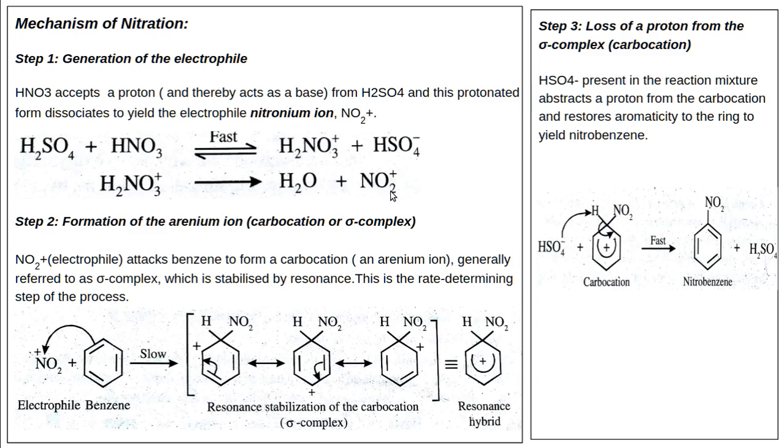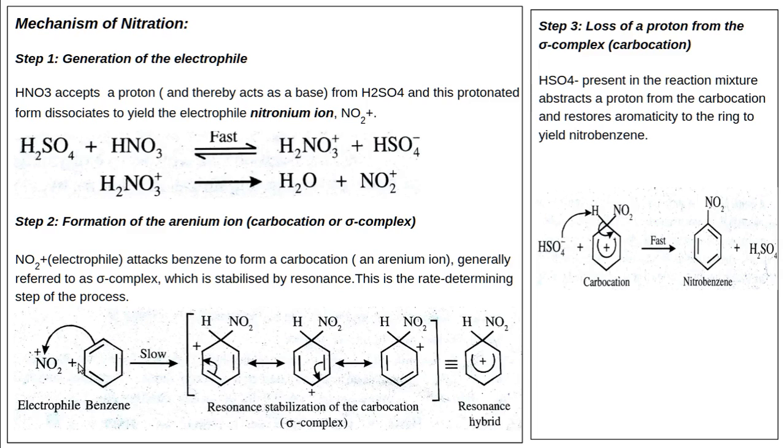An electron deficient species is an electrophile. So the first step is the formation of the electrophile, the nitronium ion. The second step is the formation of the arenium ion, or carbocation, or sigma complex. The nitronium ion, NO2 plus, the electrophile, attacks benzene to form a carbocation, also known as arenium ion, also referred to as sigma complex, which is stabilized by resonance. This is the rate determining step of the process.